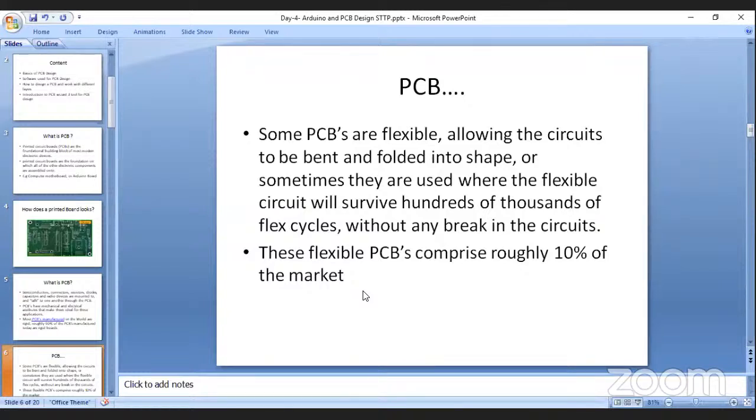The display data buses are manufactured using flexible PCBs, right? Chipset processors also make use of flexible PCBs. So wherever lighter-weight or wearable gadgets are manufactured, flexible PCBs are utilized. But this kind of PCB comprises roughly 10% of the market.